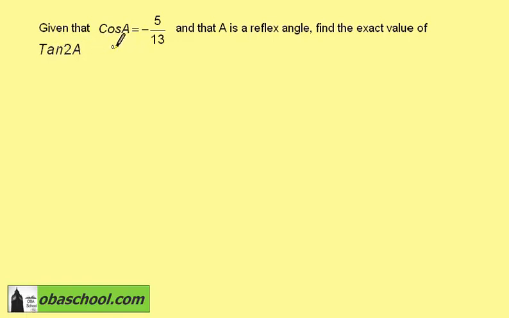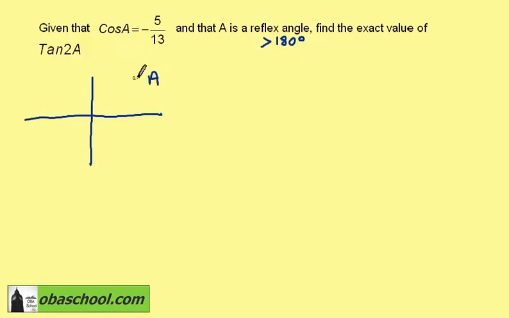Given that cos A is minus 5/13 and that A is a reflex angle, we want to find the exact value of tan 2A. We know that the cosine is negative and that it's a reflex angle. Reflex means that the angle is more than 180 degrees.